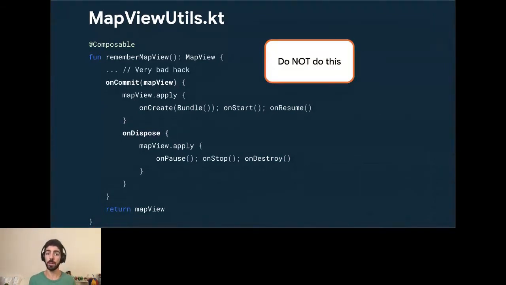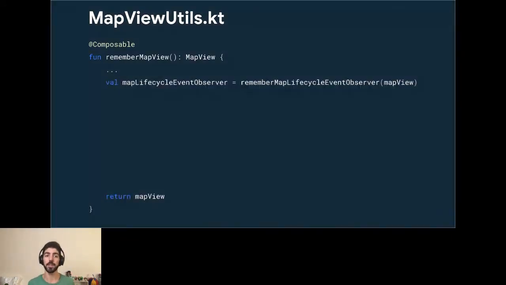Because imagine here, you're just forcing the view to follow the Compose lifecycle, not the actual view lifecycle. So the thing that we can do here is integrate this map view with the actual view lifecycle. And so for that, we can use the lifecycle owner that we've seen before. So here, what it creates is a map lifecycle event observer that we are going to see the implementation of in the next slide. This is just an event observer that is going to control the lifecycle of the map view.